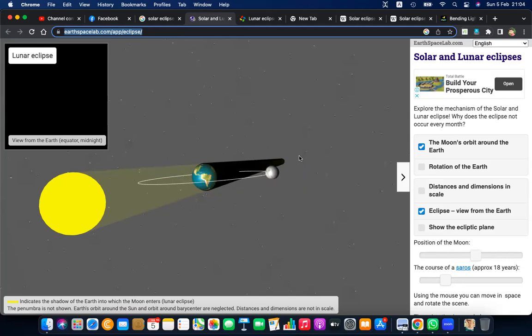Now Earth's shadow is there. So let's see how a lunar eclipse happens. It can happen on a full moon day. Then only we can observe it very well. Otherwise, there is no way to follow the shadow. Everything should be in a straight line. Okay, now we can see here. This is how a lunar eclipse can happen.